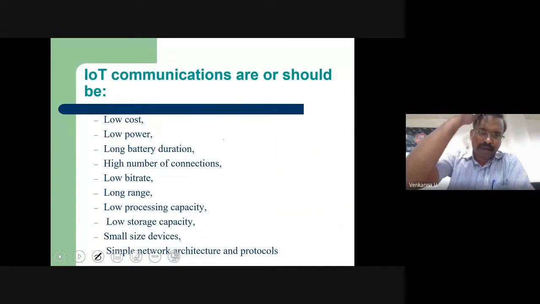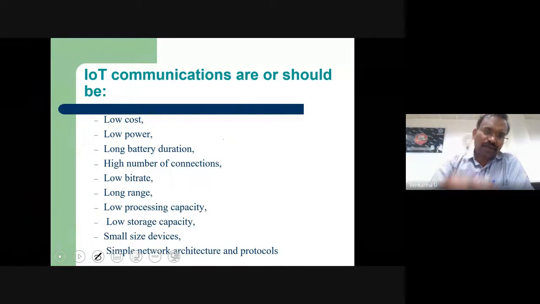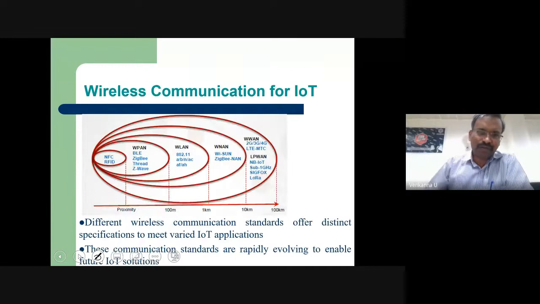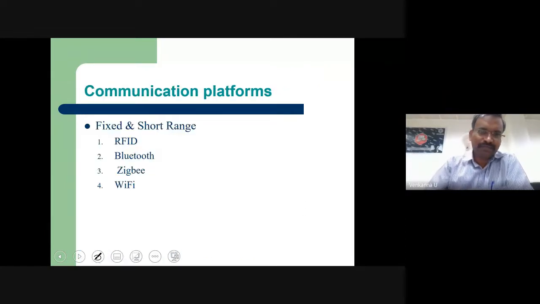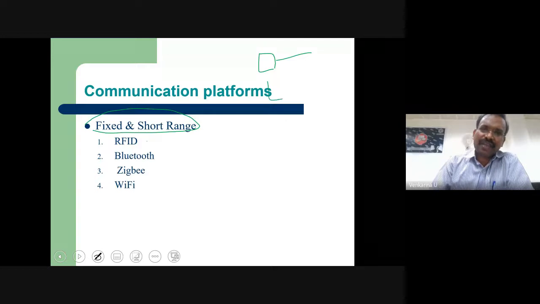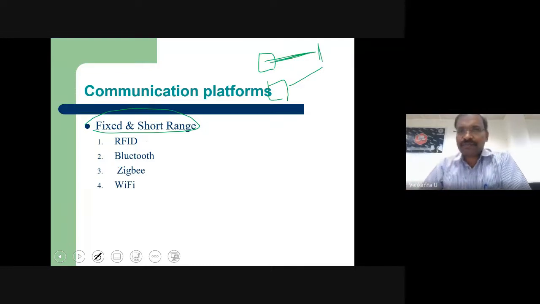Now, all IoT communication protocols always target low cost and low power. These are all advantages. I hope you already know that. This slide I have already explained. Now let us see one communication protocol standard. The first one is fixed and short range. It means I am going to place my IoT nodes at a fixed and short range. Fixed in the sense this IoT device is going to communicate only about 10 meters.